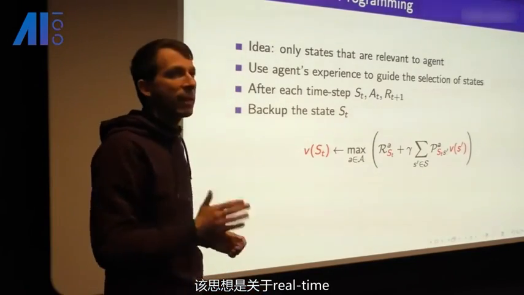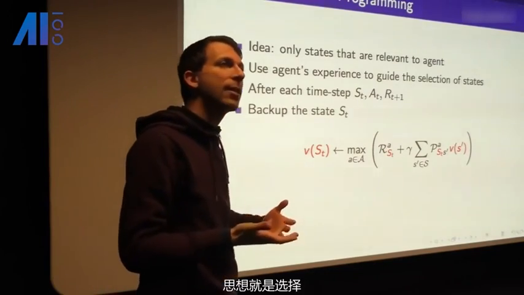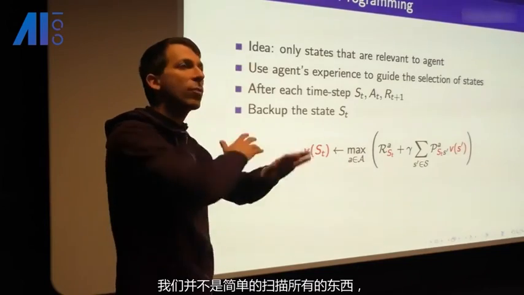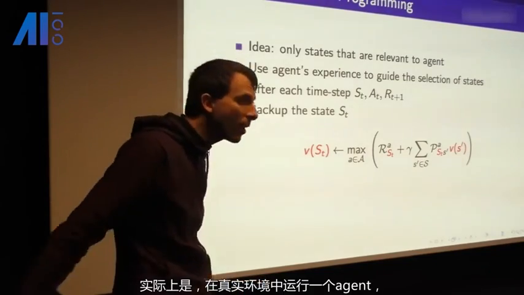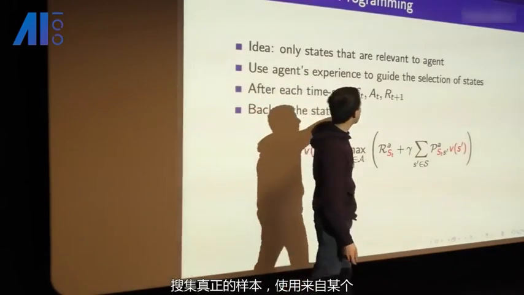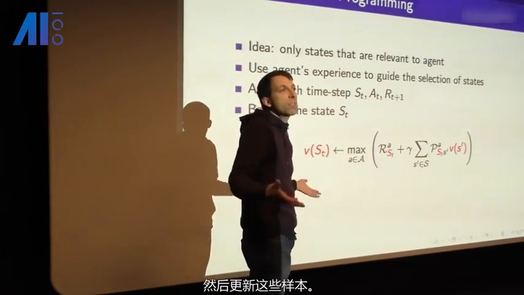Third idea is real-time dynamic programming. The idea of real-time dynamic programming is to select the states that the agent actually visits. So don't just sweep over everything naively. Actually run an agent in the real world. Collect real samples. These are now random samples from some real trajectory. And update around those real samples.